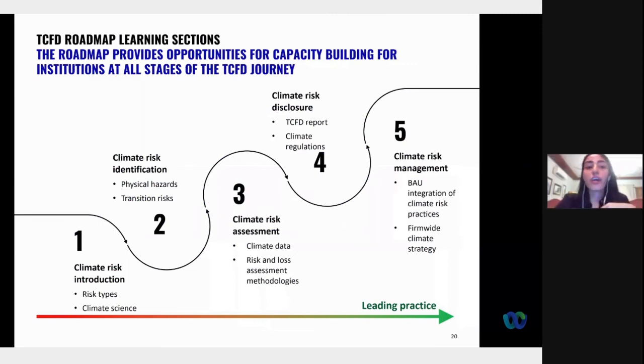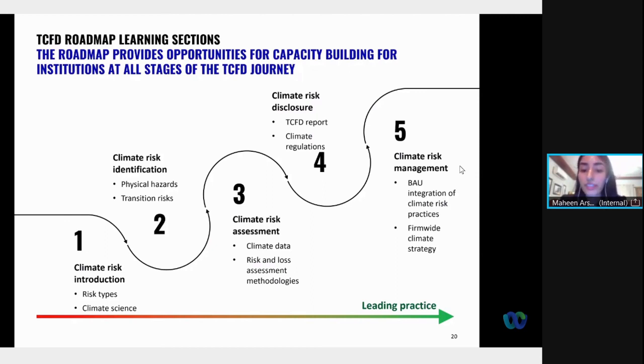Along with our modules, we also have roadmap sessions, which are there to help financial institutions build capacity as they progress on their TCFD journey. As you can see on this slide, our roadmap is divided into 5 stages to help financial institutions build up their knowledge on climate disclosures as well as climate risk. We began with holding sessions on climate risk, introducing the importance of those and how they impact the financial system, which then led to our second part of the roadmap sessions, climate risk identification, so identifying both physical and transition risk.